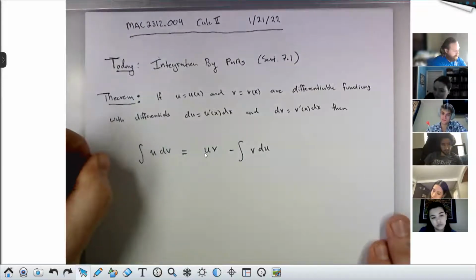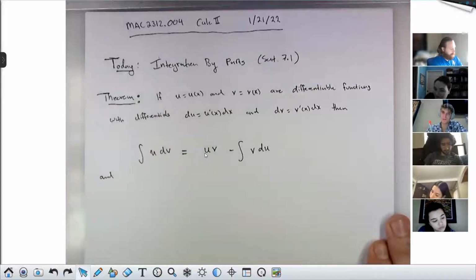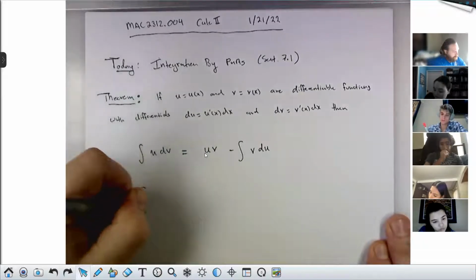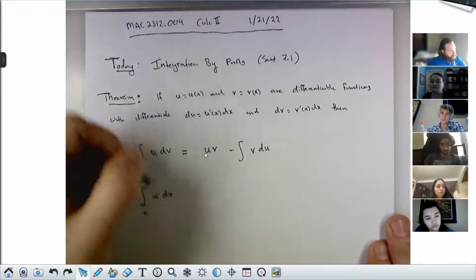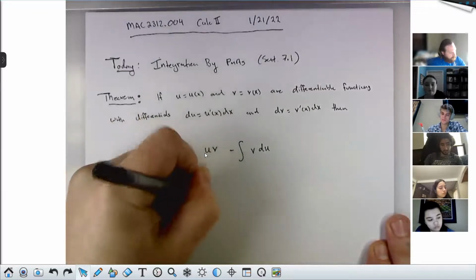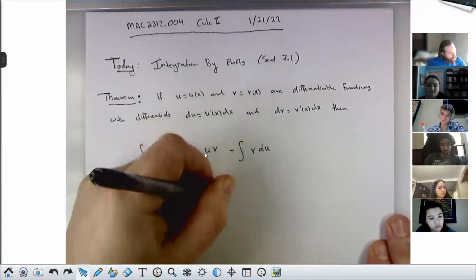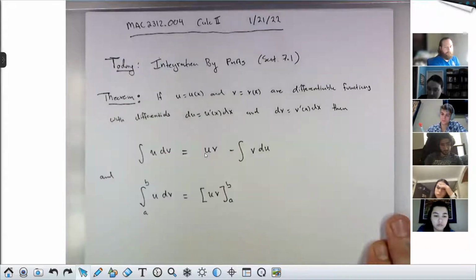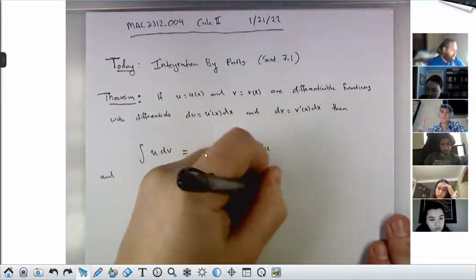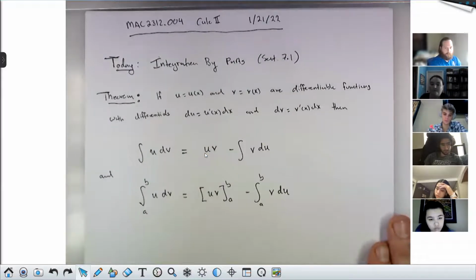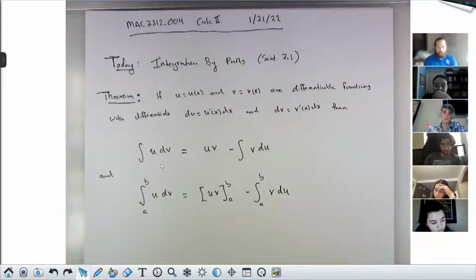And the other version for definite integrals says that the integral from a to b of u times dv is u times v evaluated from a to b minus the integral from a to b of v times du. So you see, they're essentially the same thing. It's just that the definite integral version has this evaluation bracket everywhere. Well, that is it. That's integration by parts.